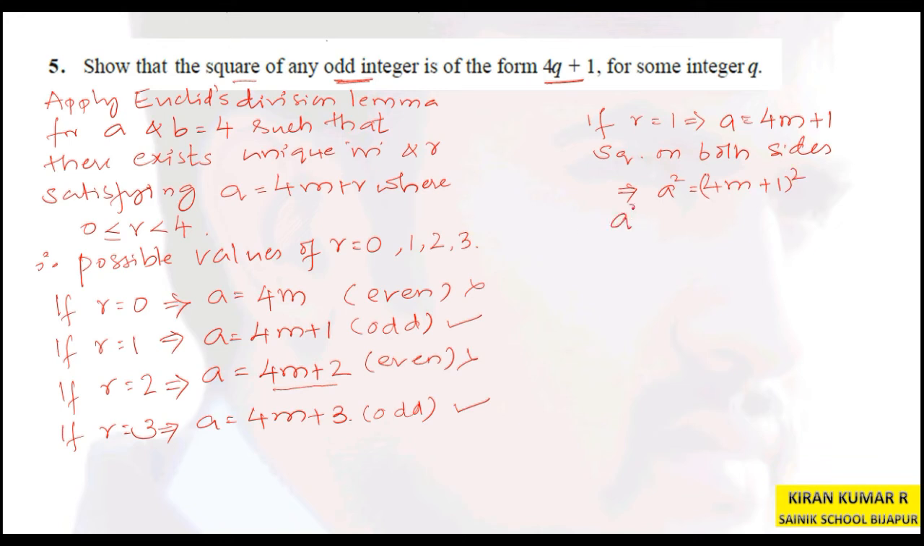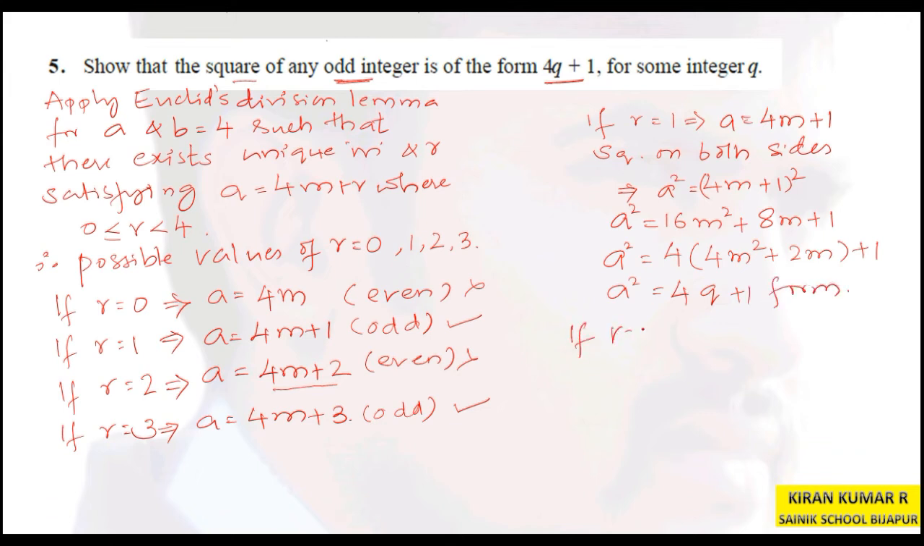Now squaring on both the sides, I'll be getting 16m square plus 8m plus 1. In the first two terms, I can take 4 common. I'll be getting 4 times m square plus 2m plus 1. So this is something like 4q plus 1 form. In the same way, when r is 3, we have an odd number.